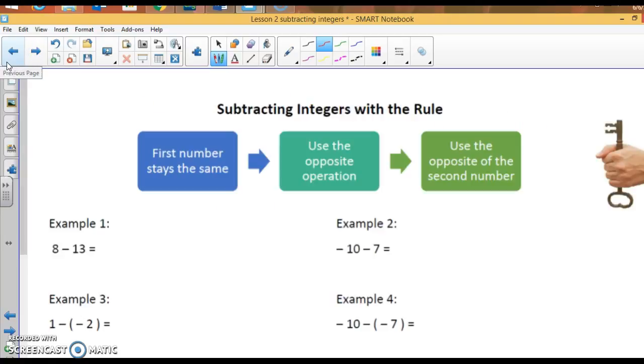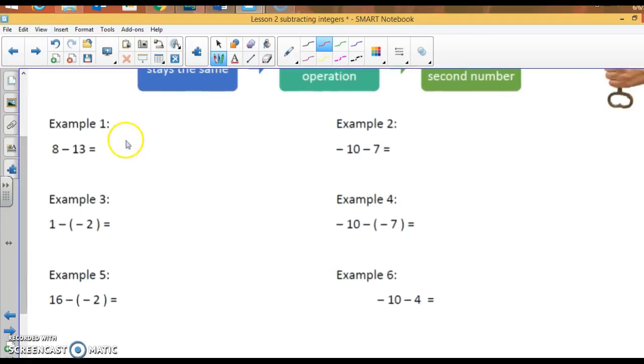All right. So, same exact thing with the rules. Change it to add the opposite. Make 2 marks. And then follow your rules of adding. So, 8 minus 13. Change it to add. The opposite of positive 13 is negative 13. Here's our 2 marks. 8 plus negative 13. They are different. So I subtract and take the sign of the larger. Negative 5. Once you change it to add the opposite, you follow the rules of adding.